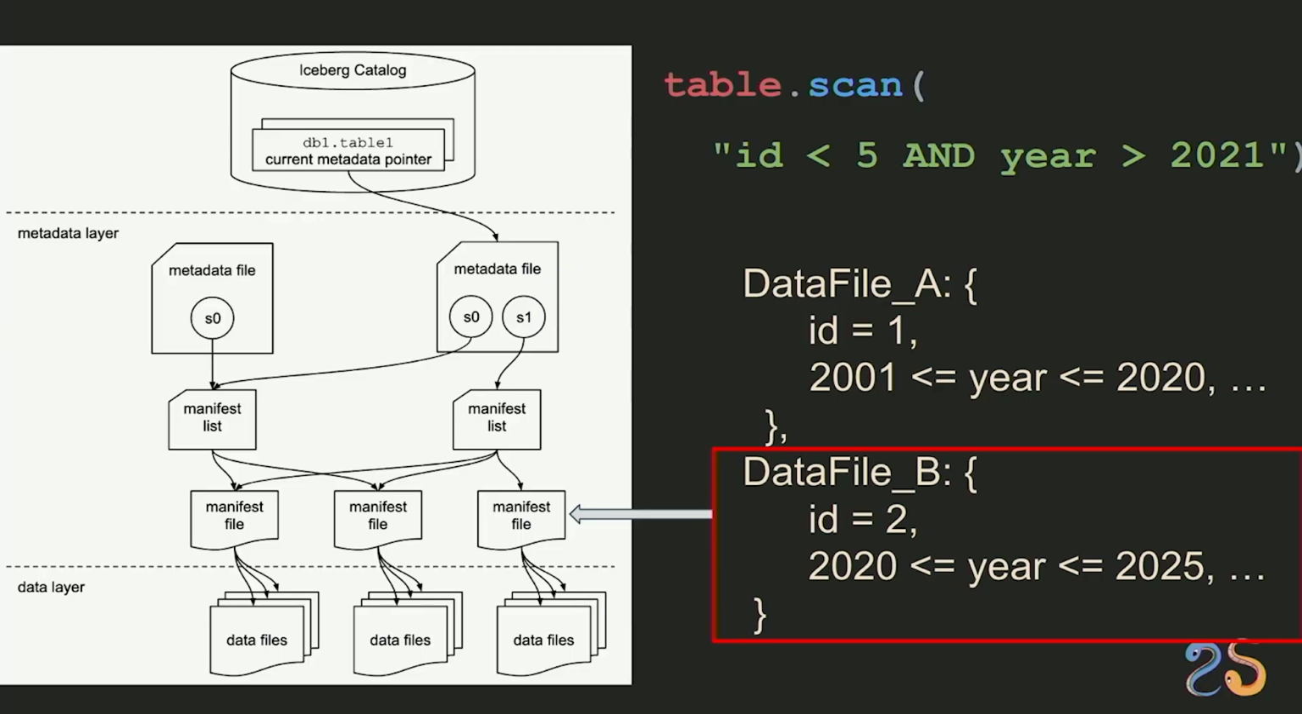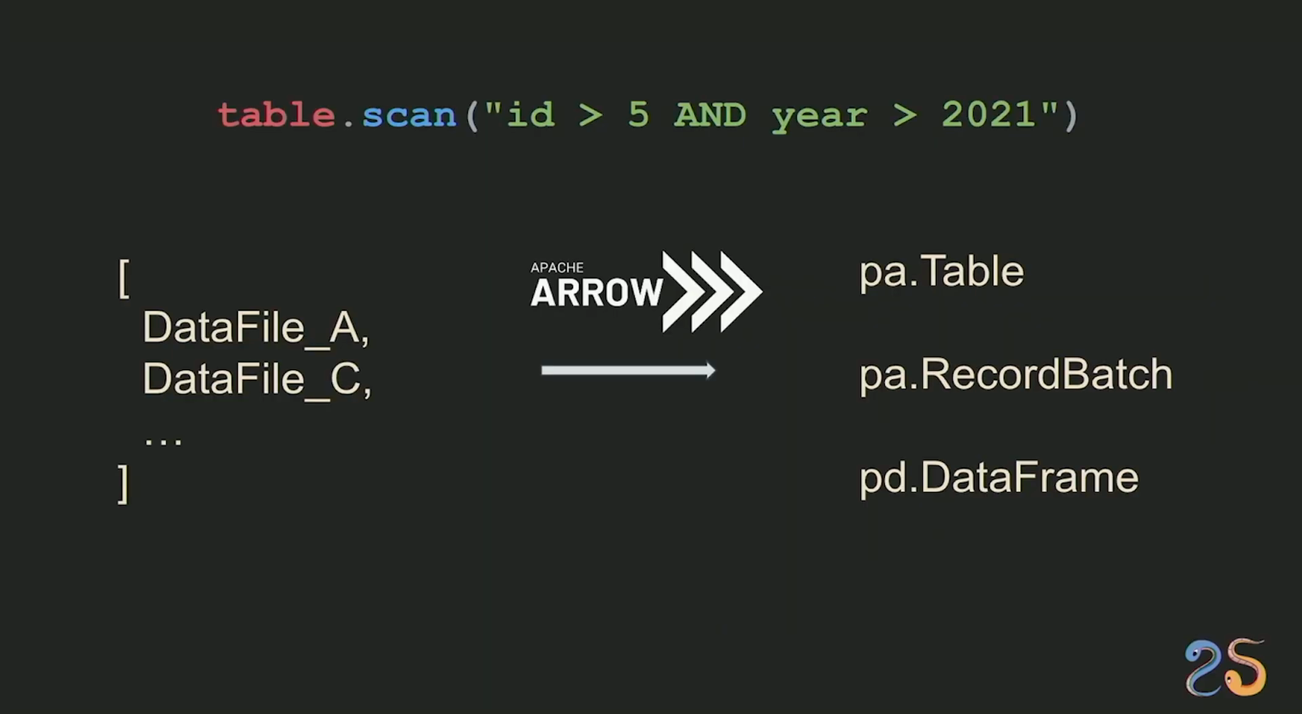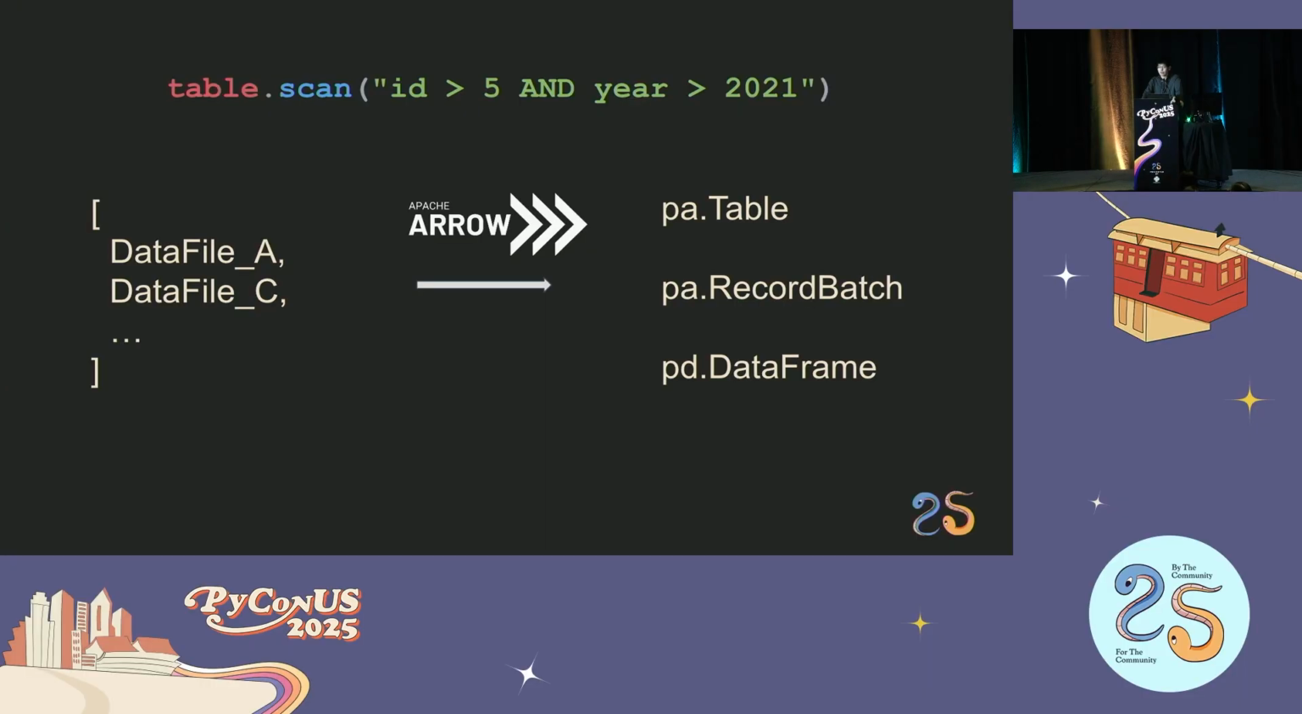Since the filter specifies that I only want year greater than 2021, PyIceberg will decide, hey, I only want data file B. I don't have to look into data file A anymore. And once we finish pruning all the unnecessary files, and we have a list of all the data files that need to be read during this query, we will send these files to PyArrow, and we will use PyArrow to actually read the Parquet files and apply the filters, and finally convert that to either a PyArrow data frame, PyArrow record batch, or a Pandas data frame.